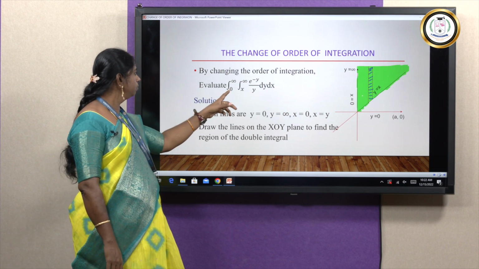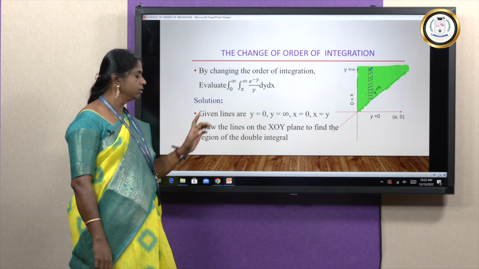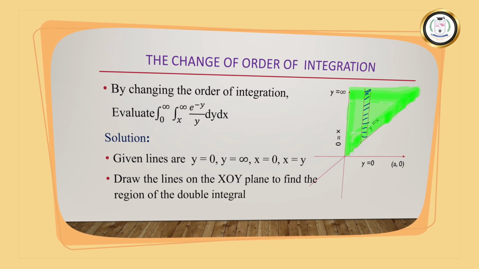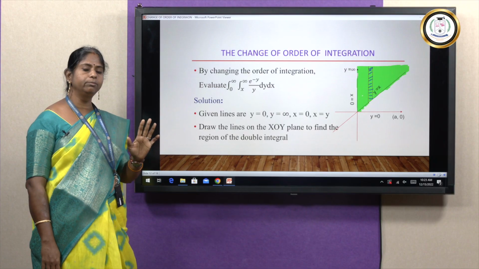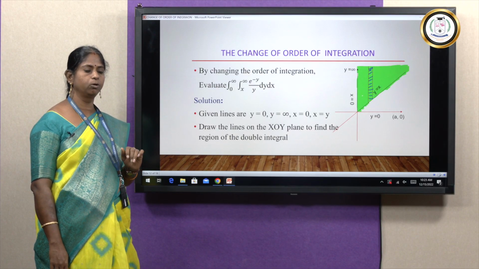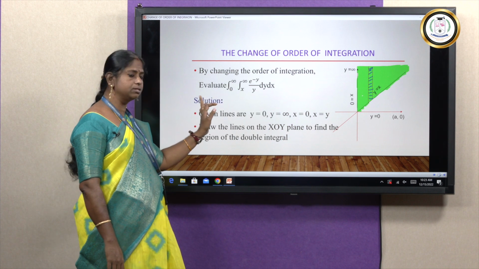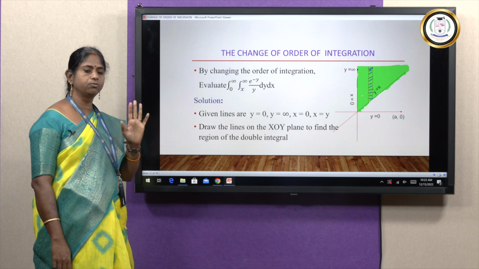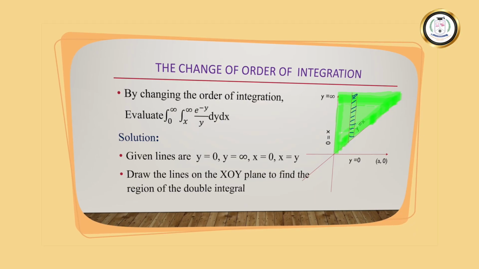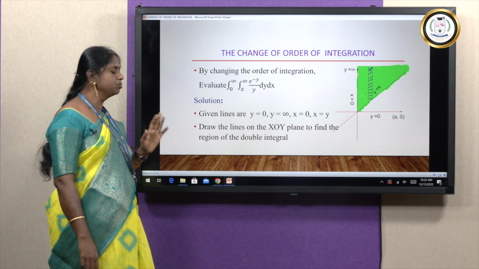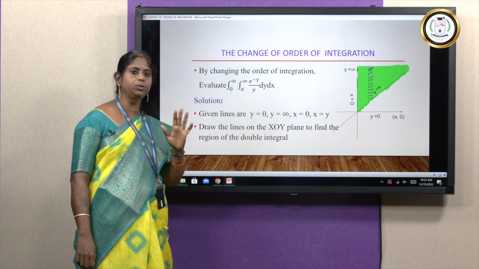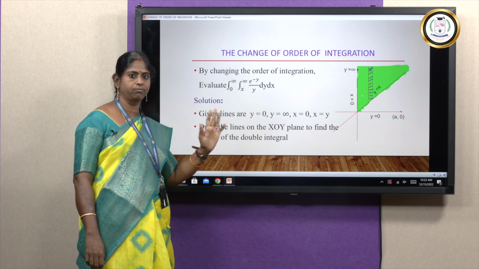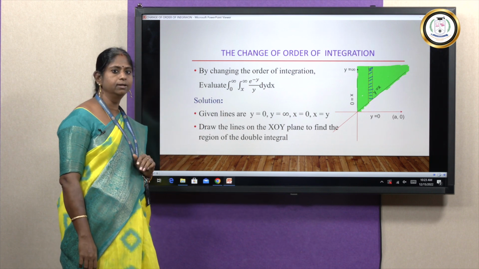Okay. So now you see that inner limit, that is for what? y. y is equal to x, y is equal to infinity. So it means that the limits for y are given. And the next limit is what? x is equal to 0, x is equal to infinity. So first you have to identify whether the limits are given for x or for y. So that we have identified here correctly.